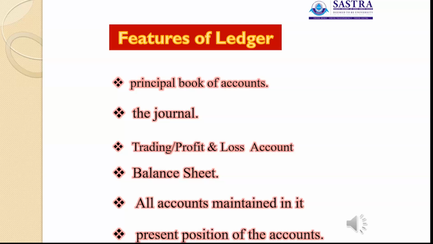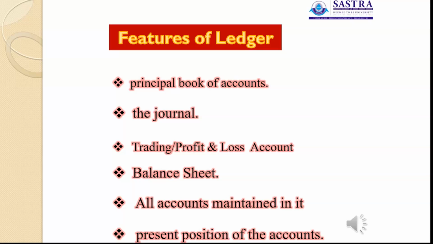The balances of real and personal accounts are shown in the balance sheet. Building purchased, furniture purchased, all real accounts should be shown on the asset side of the balance sheet. Then loan received from bank is recorded on the liability side of the balance sheet. So the balances of real and personal accounts are shown in the balance sheet.